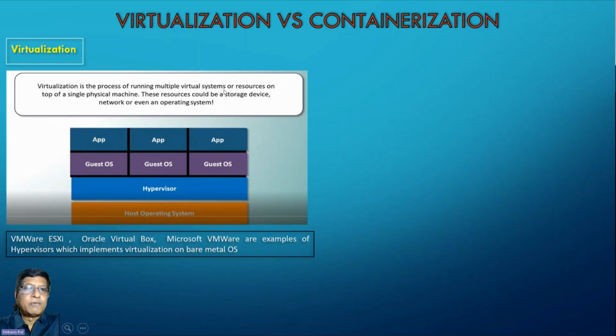So virtualization is the process of running multiple virtual systems or resources on top of a single physical machine. That is one jump. I made a quantum jump from what we used to have to what we are having now. We are in a good position to utilize the same old machine that had a lot of wasted resources. Now we are trying to optimize the resources by partitioning them virtually. These resources could be a storage device, a network, or even an operating system.